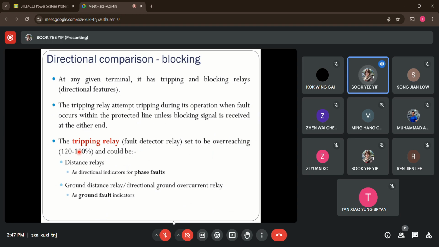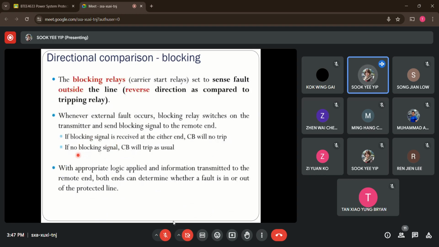I could have a distance relay as the tripping relay to identify if a phase fault occurs within the line, or I can use one with a ground distance relay, which means it is also able to detect a short circuit to ground. Or I can use the directional ground overcurrent relay as the tripping relay. But the keyword here is that the tripping relay is set to be overreaching, which is more than the line section that I want to protect.